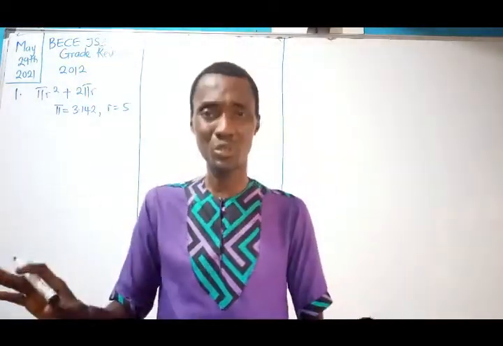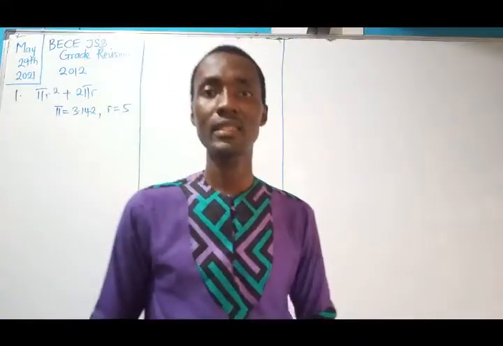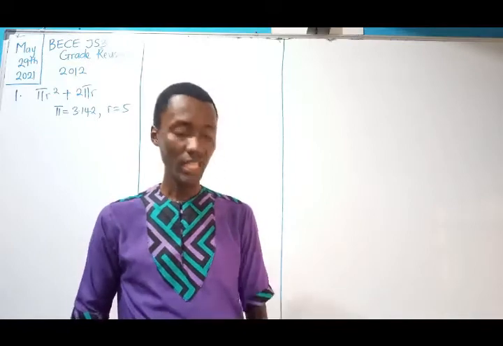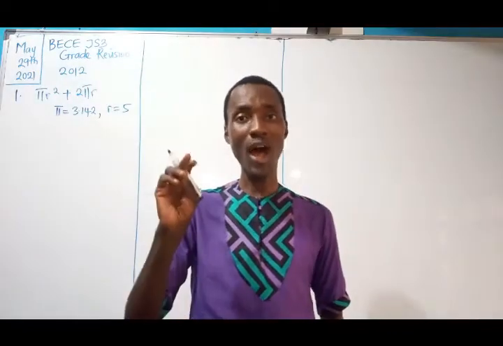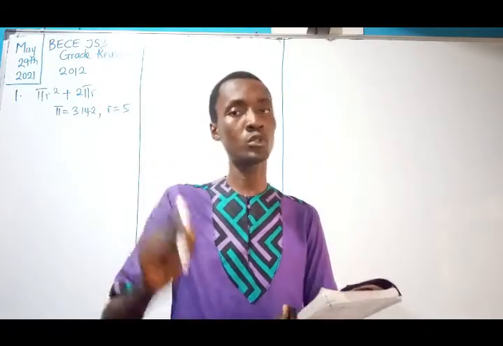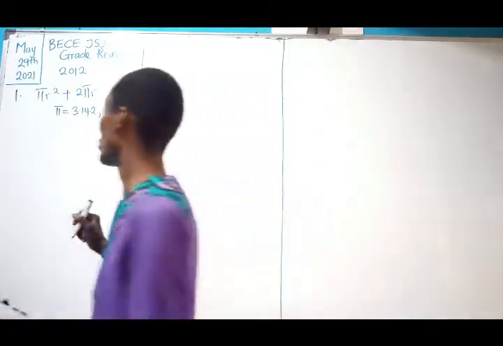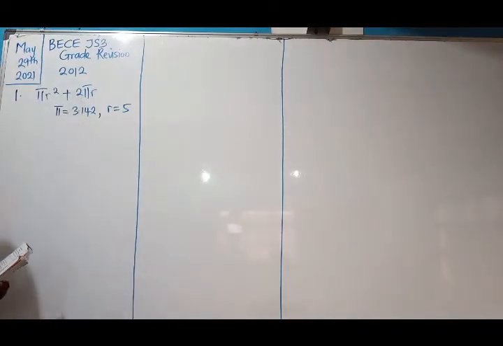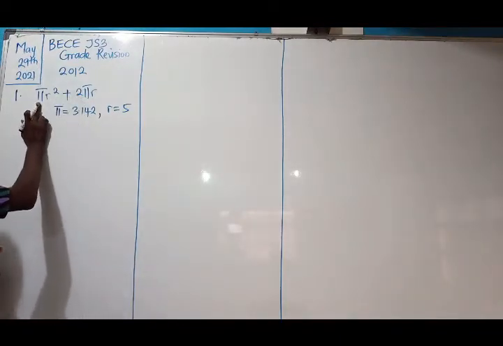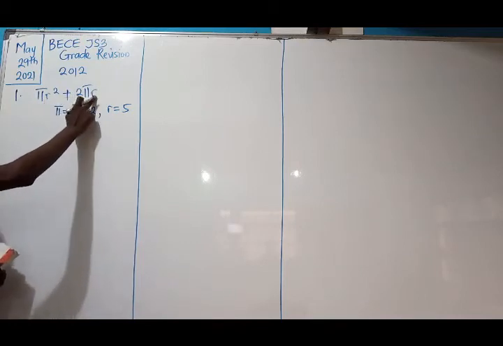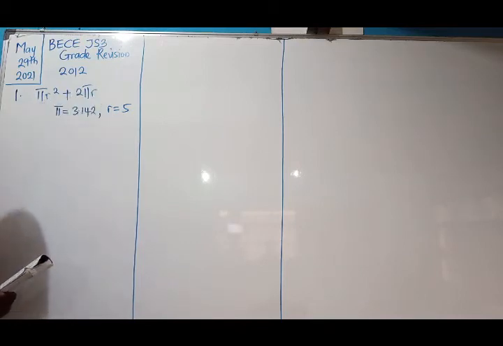So, when you read a question, look at what I've called the details of the question. One is factorization. They want you to do factorization and then substitution. To factorize means to look at this and figure out what is common. I'm seeing pi here, I'm seeing pi here, so pi is obviously common. I'm seeing r here, and r here, meaning r is also common.